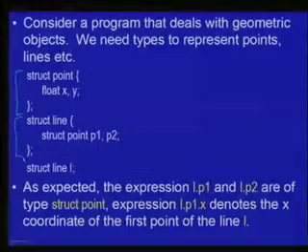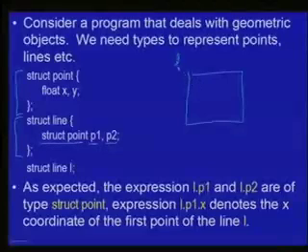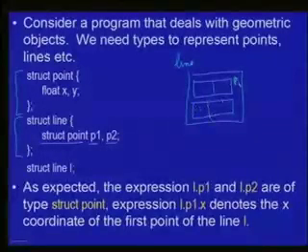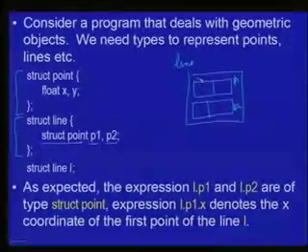Now a line segment is perhaps represented by its 2 endpoints, which are both points. So this structure contains 2 fields P1, P2, which are of type struct point. So if you look at a pictorial representation of a line, it will have inside it 2 structures called P1 and P2, and these in turn contain 2 fields each, which are called x and y, x and y.